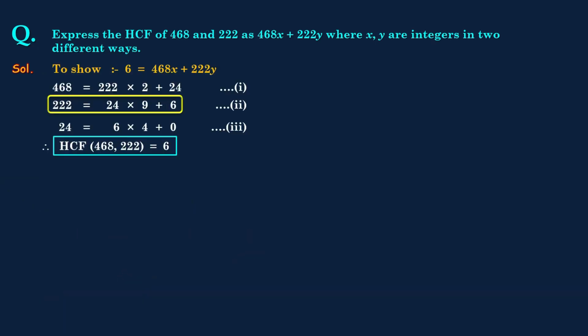Okay, now what we need to show is that this 6 is equal to 468x plus 222y. That we need to express. So now if we take a look, 222 we are representing as 24 into 9 plus 6, right?